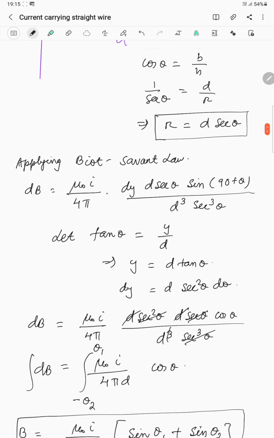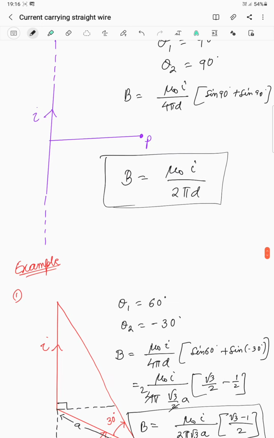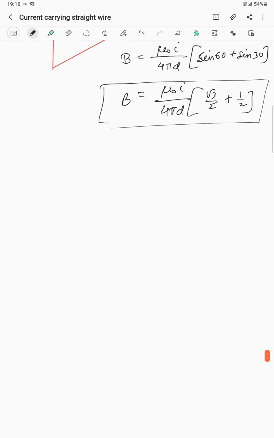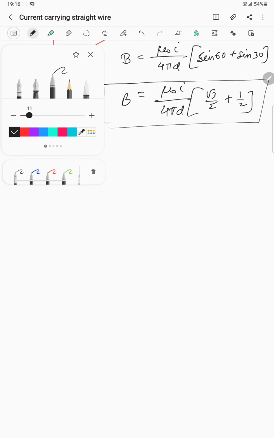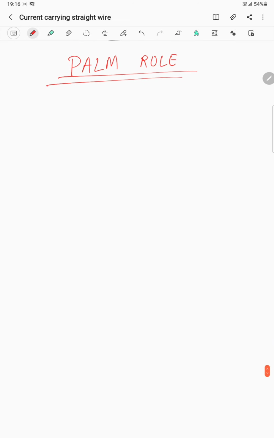Now this is all about the semi-infinite and infinite current carrying wire and its magnetic field, which you have found out. In this lecture, I want to include one more thing, that is the palm rule, which is an easier way to determine the direction of the magnetic field. So I am writing here the important one, the easier one, the palm rule. I hope everybody knows what the palm of the body is. So how can we apply this palm rule?